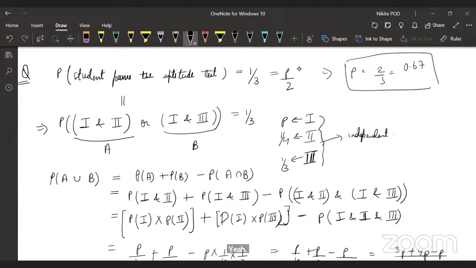So A union B is not always A plus B, but A plus B minus A intersection B, when the events are not disjoint. Correct. And similarly, A intersection B is not always A times B, unless the events are completely independent. Correct.